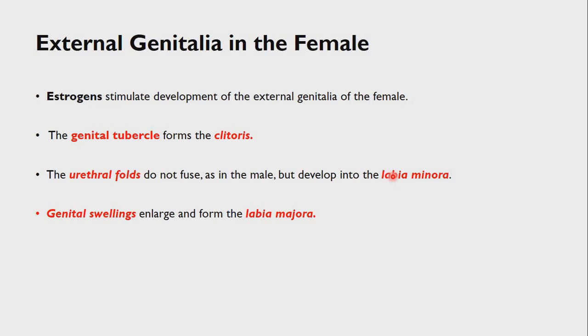Development of the external genitalia in the female. In the female, estrogen will stimulate development of the external genitalia. So again, here also 3 things happen. First, the genital tubercle will form the clitoris. Second, the urethral folds will not fuse as in the male, but they develop into the labia minora. The genital swellings will enlarge and form the labia majora.